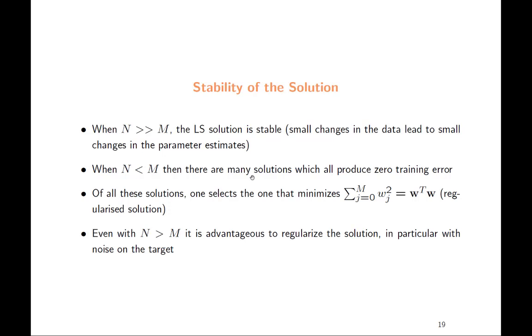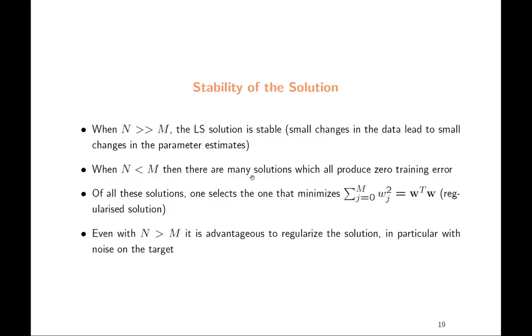So in this case, if we have more solutions, because the problem becomes degenerate, we have fewer data points than parameters. One selects the one where the sum over the weights squared, which can also conveniently be written as W transpose W, is minimum. So why not? If there are many solutions and this one also has zero training error, why not pick this one?